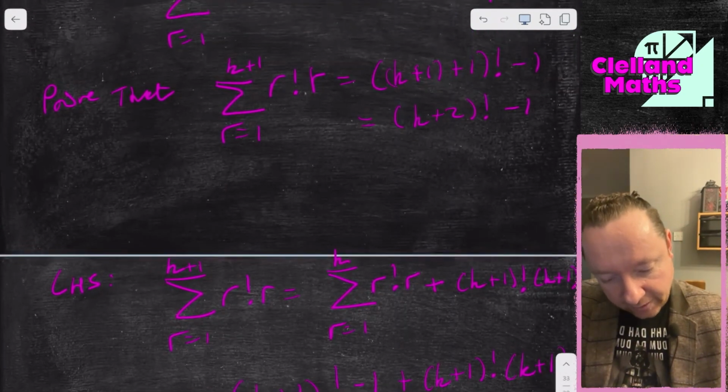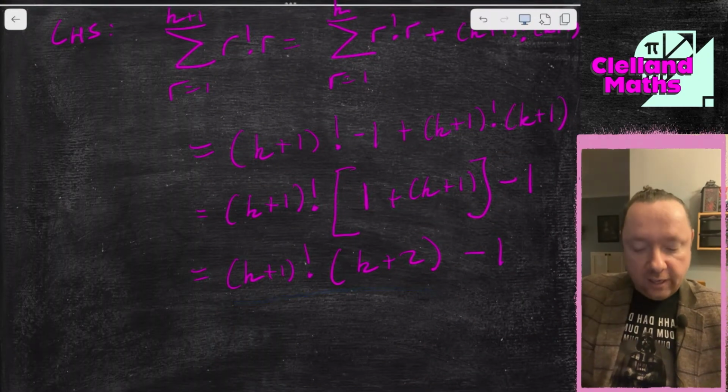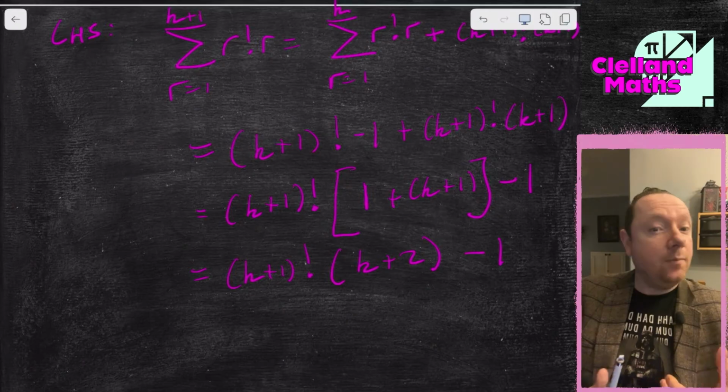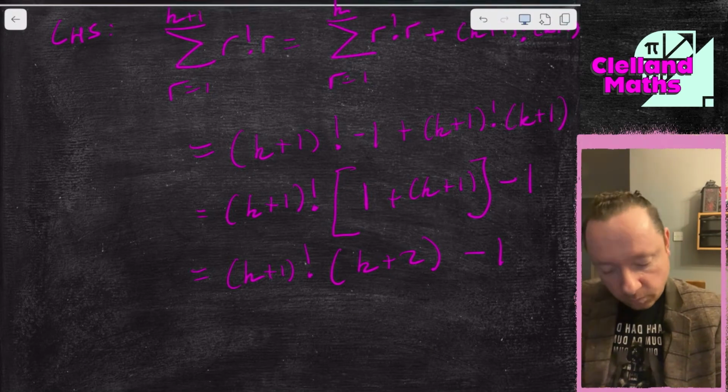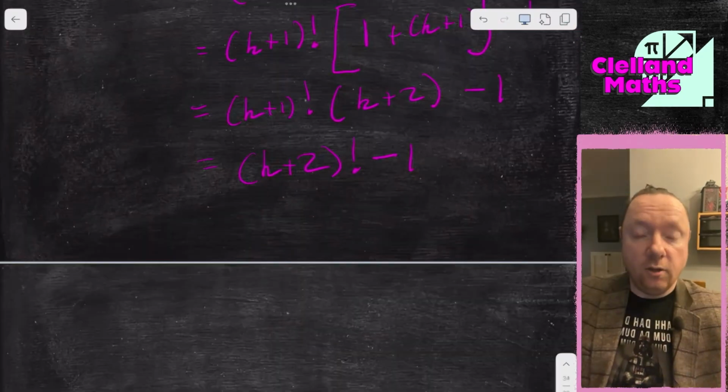Well, remember we're trying to get to k plus 2 factorial minus 1, but that is that. If you've got k plus 1 factorial, and then you times by the next one, you've got k plus 2 factorial. So that is equal to k plus 2 factorial minus 1. Then we just write our statement.